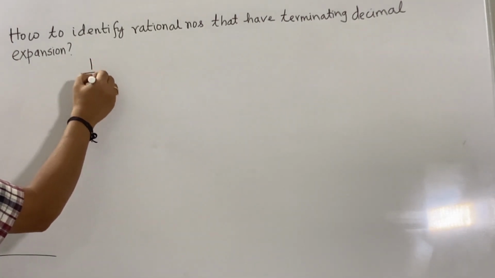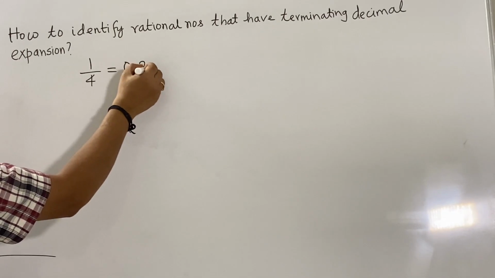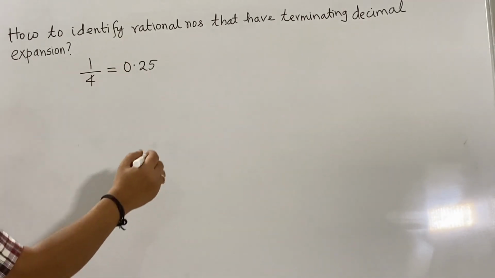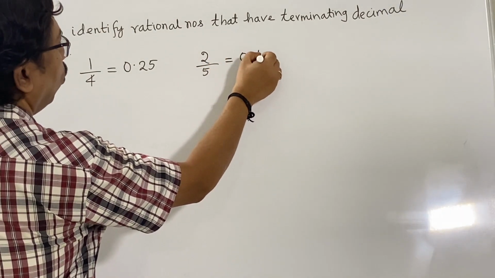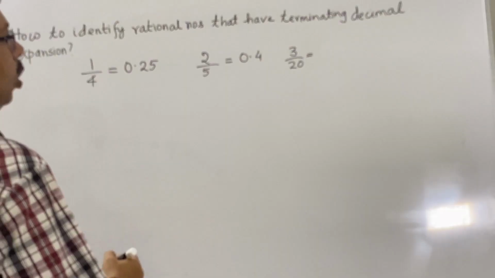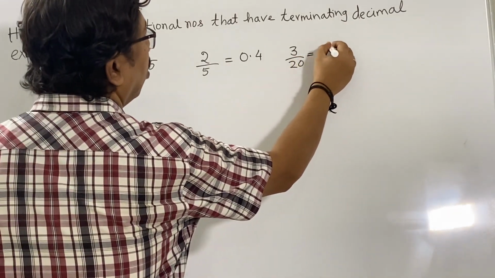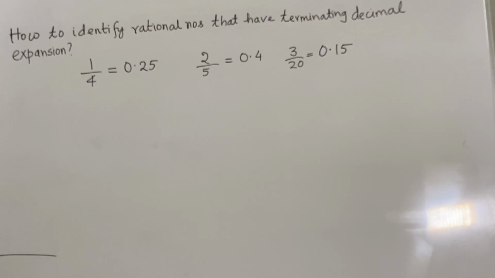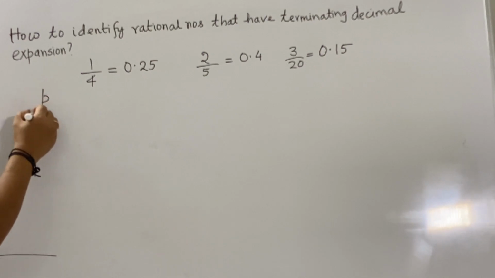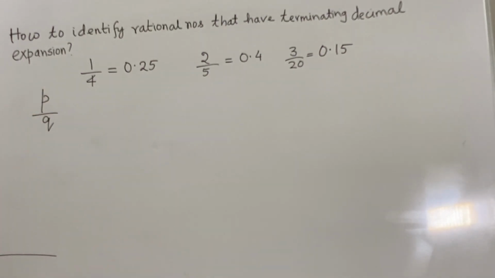say for example that of 1 by 4, which is 0.25, or 2 by 5, which is 0.4, or 3 by 20, which is 0.15. Now, how do you identify just by seeing a fraction p by q, which is in reduced form, that is, it is a rational number, that it would have a terminating decimal expansion.